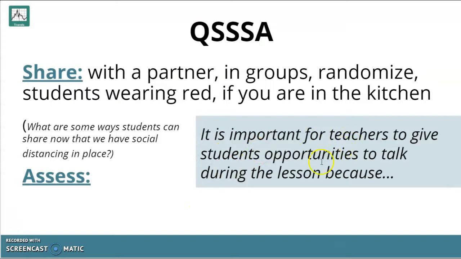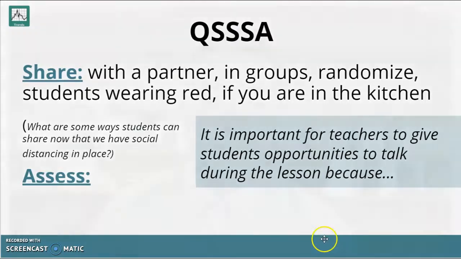Once again, I have the sentence stem for the students to use, and I am assessing them as they are sharing out with me. But I have a question for you that I want you to help me out with in our chat box, because remember, don't forget about the power of the chat box. What are other ways that students can share now that we have social distancing in place? Give us some ideas there in the comments down below.